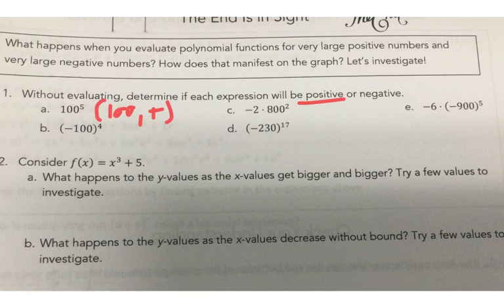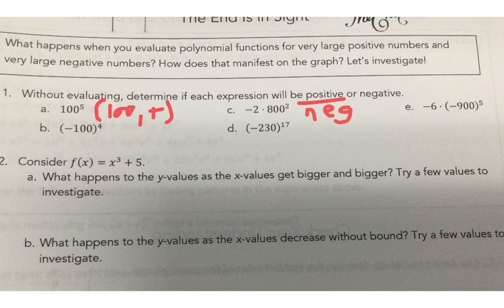This one is positive. Here, if we plugged in 800 and squared it, this value is going to be a very big positive number. Multiplied by negative 2, it's going to give a negative value. So if I plug in a very large number like 800 in this function, it gives a negative y value.